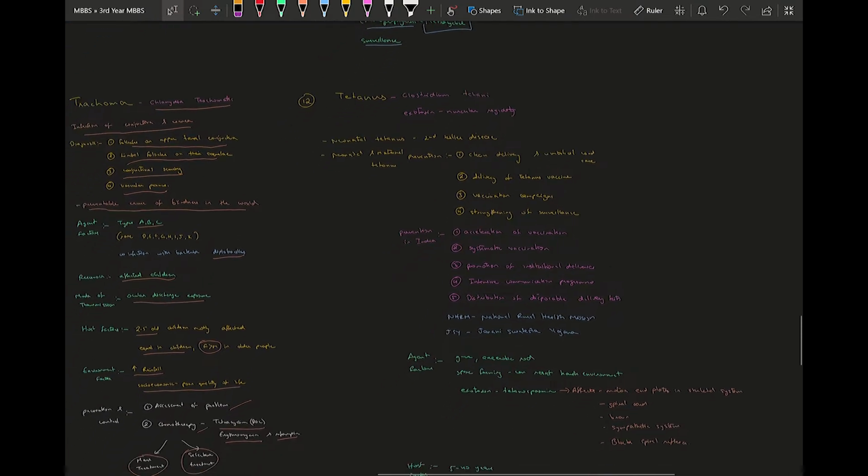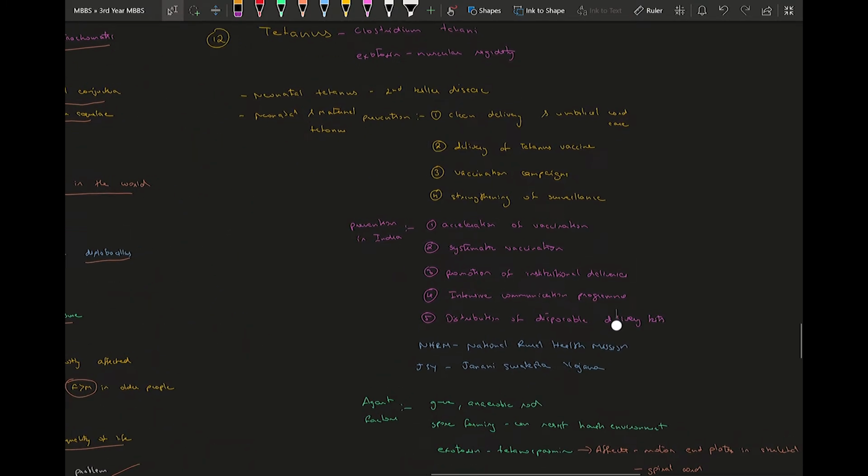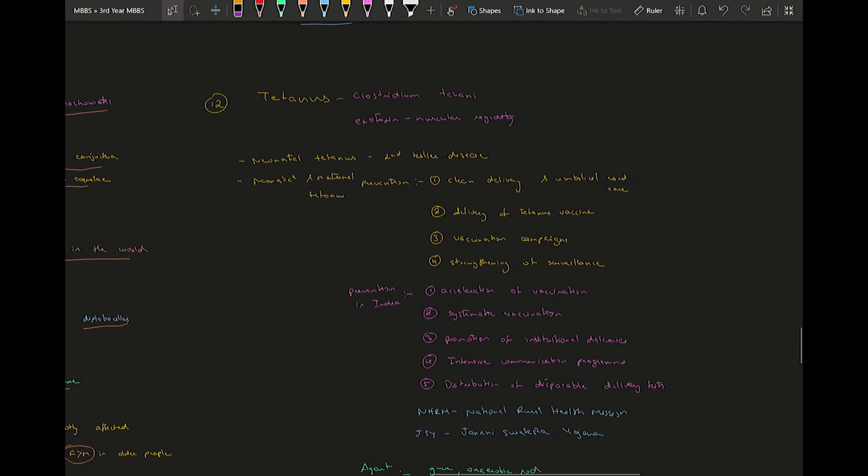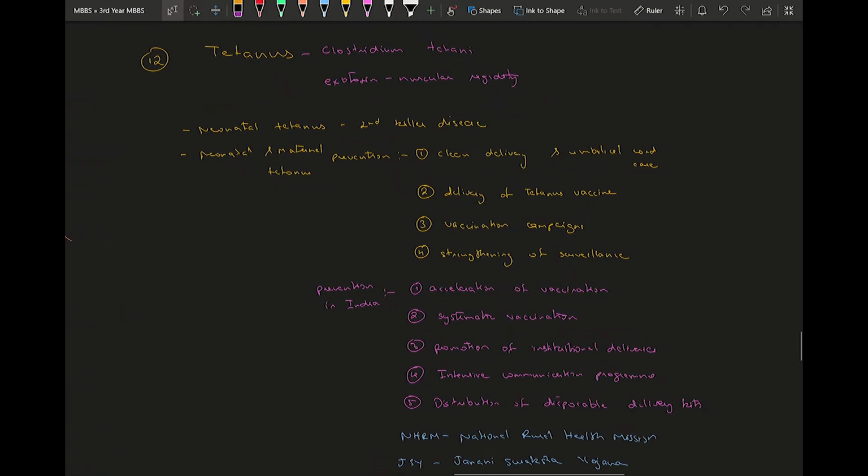Then moving on to tetanus. There are two aspects to this. In SPM, we'll talk mostly about maternal and neonatal tetanus. It is also common due to road traffic accidents where you get exposed to tetanus. There are cases like that also, but we'll talk more about maternal and neonatal tetanus. This is caused by a bacterium, Clostridium tetani. It produces an exotoxin which causes muscular rigidity. We'll talk about this again in some time.